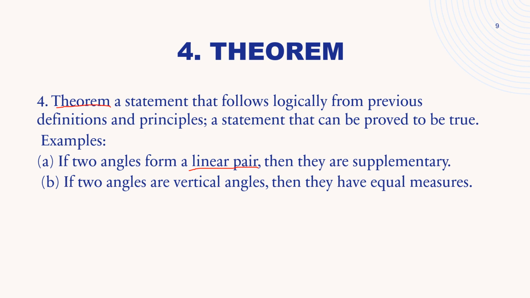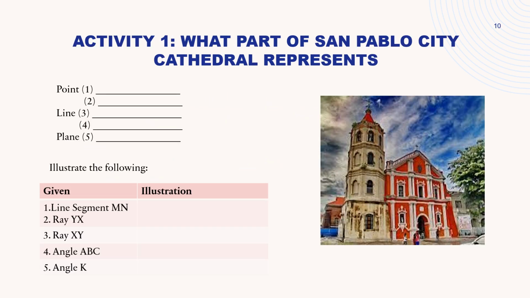If two angles are vertical angles, then they have equal measures. Of course, if they are vertical, then they have equal measures, but you have to prove it. You must have a proof.